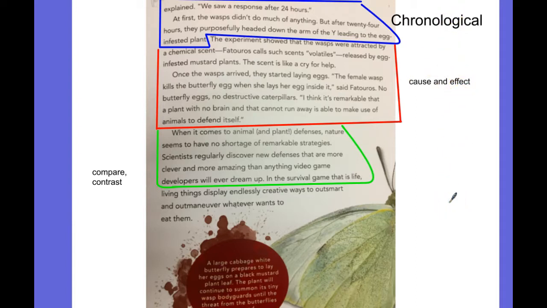I would encourage you to pause the video, reread this, and think about, why is this section compare, contrast? Why is this section cause and effect? Find the cause, find the effect. What are they comparing down here? So pause the video, read that, and do some deep thinking in your head.